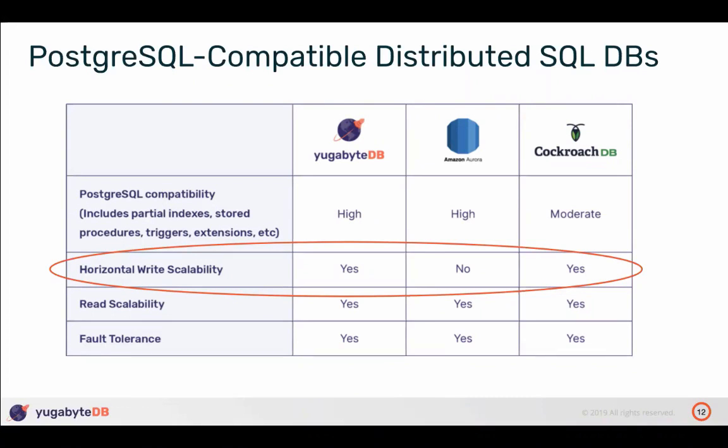On the horizontal write scalability side, Cockroach and YugaByte are very similar to Spanner, and they're horizontally write scalable, while Aurora is not. It has a single head node that takes all of the writes. And the rest of the features with respect to read scalability: of course, if you want consistent reads, then Aurora cannot offer you that. But if you simply want reads and you're okay with a little bit of stale data, then Aurora can absolutely scale really well by adding slaves.